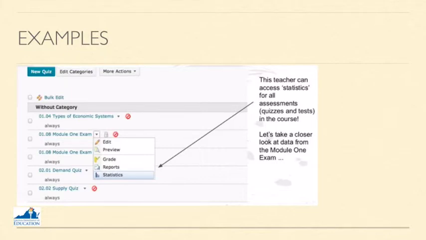In this particular learning management system, this teacher can access something called statistics for all assessments, the quizzes and tests in the course, and you see they would access it there. And we can take a closer look at what that means. What do we get when we view the statistics for this particular item?